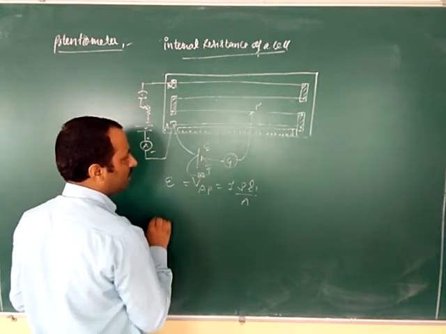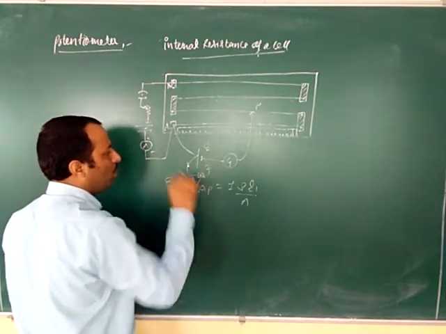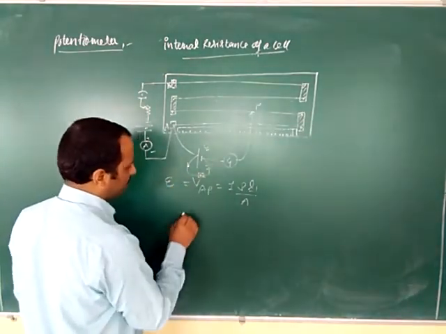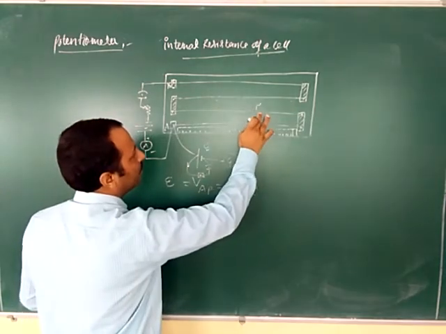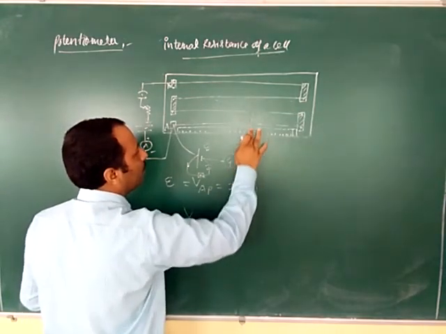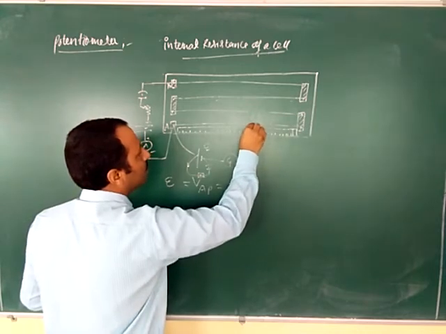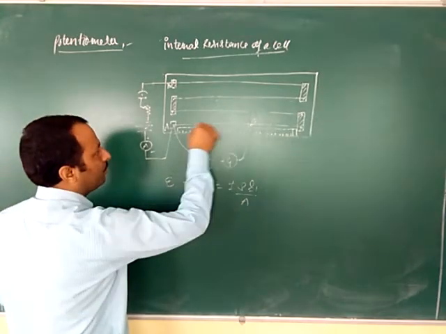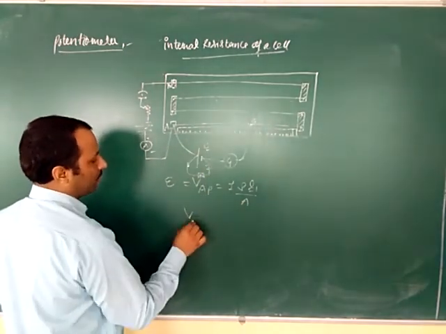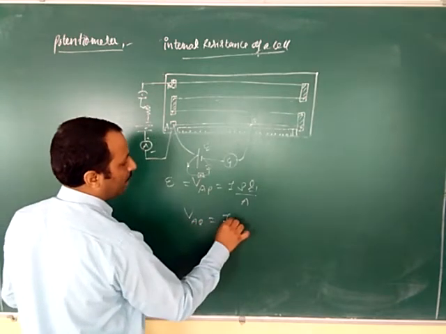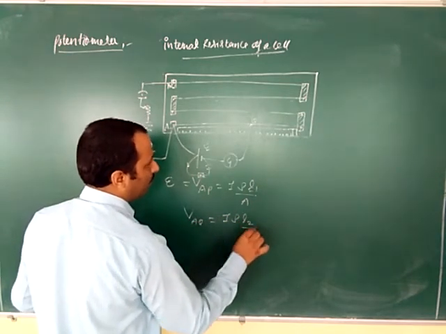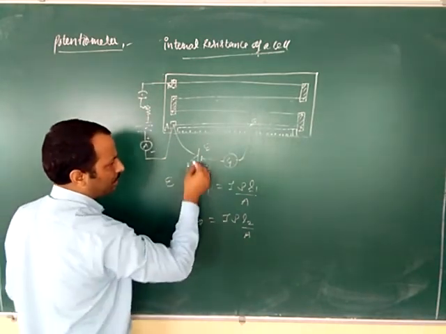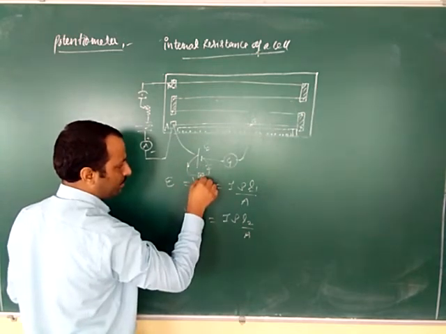So when we close this key, what will happen? Some current will flow through this external resistance. So again we will find out the null point with the help of the jockey, and suppose we have found a new point, that is the point Q. So we will note down this length. So the potential difference across AQ is equal to I rho L2 upon A. This is the new length. So what will happen? This current will flow here in this circuit also.